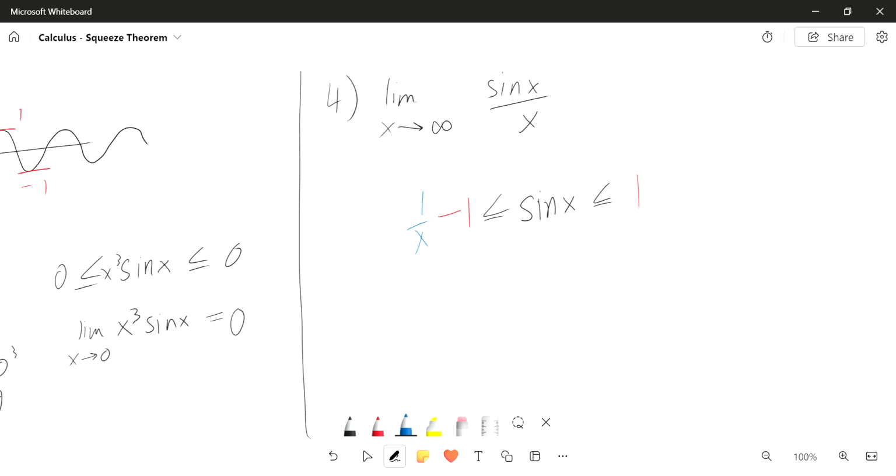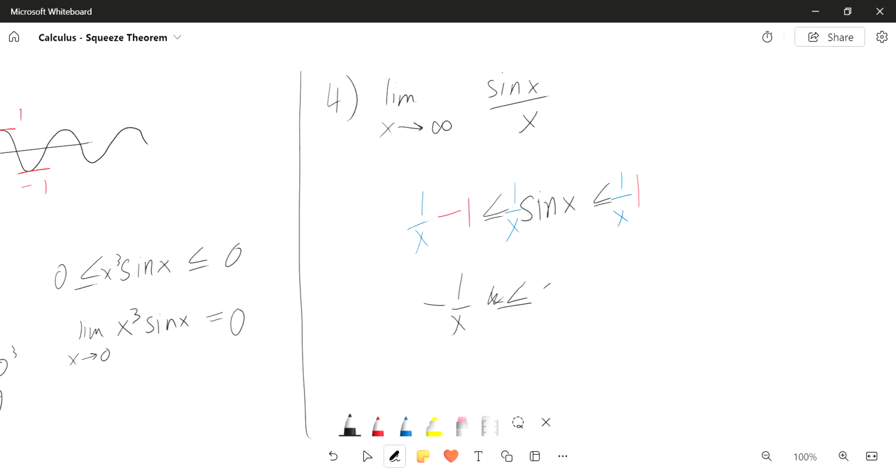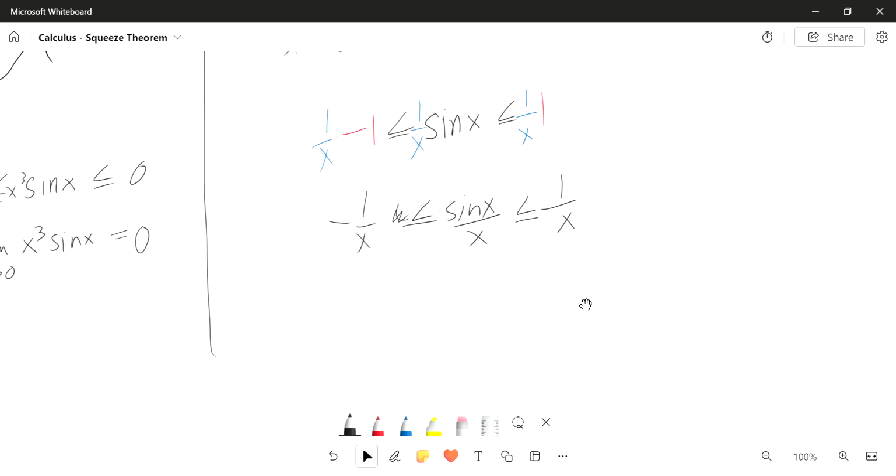So if we were to multiply that by 1 over x, we would get negative 1 over x is less than or equal to sine x over x, which is less than or equal to 1 over x. So now we find the infinite limit of negative 1 over x and 1 over x.